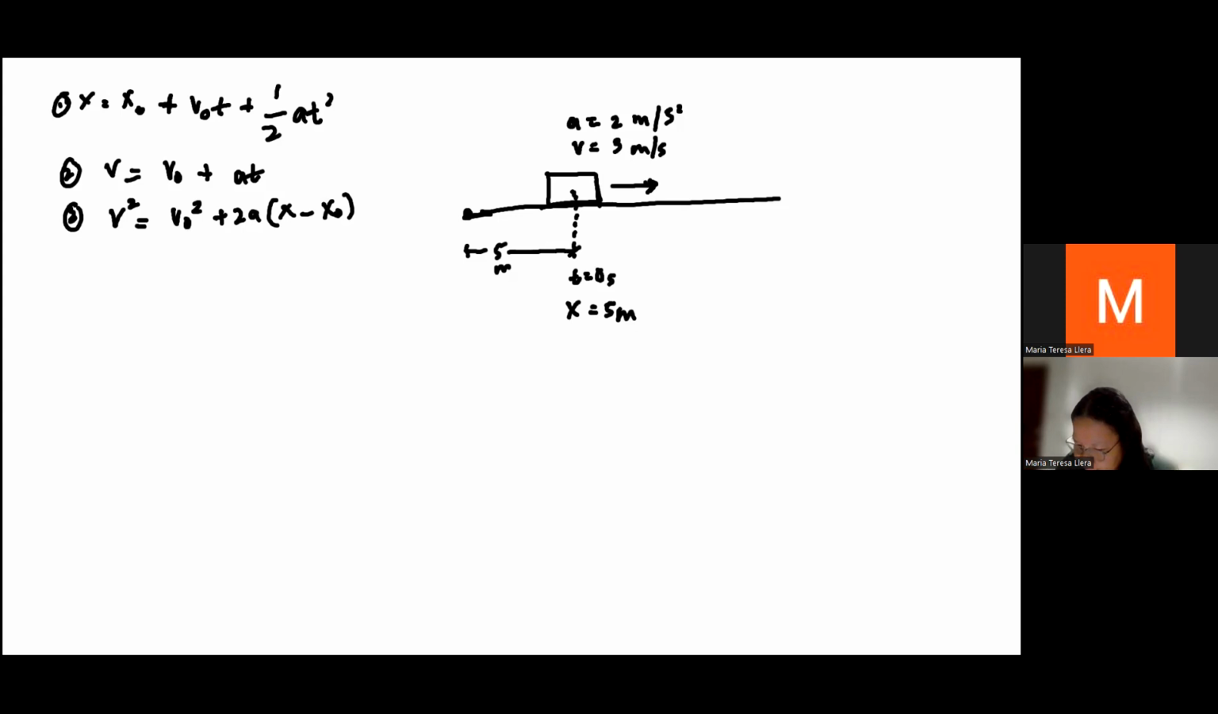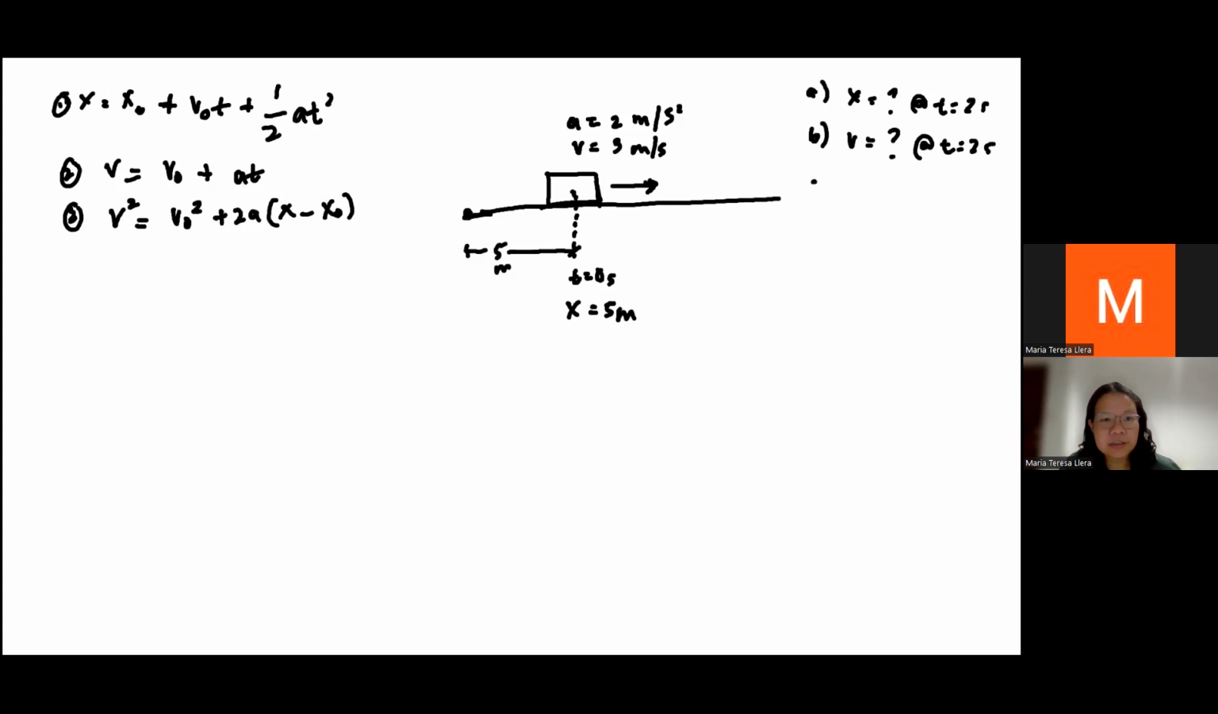So first question, where is the block at t equals 2 seconds? Let's just write all the questions. Where is the block? That would mean we're asking what the distance of the block from the origin is at t equals 2 seconds. Second question, what is the block's velocity at 2 seconds? So we're asking v at 2 seconds.